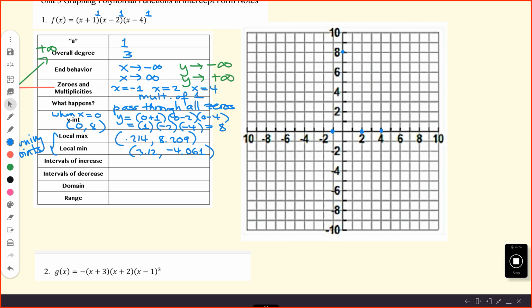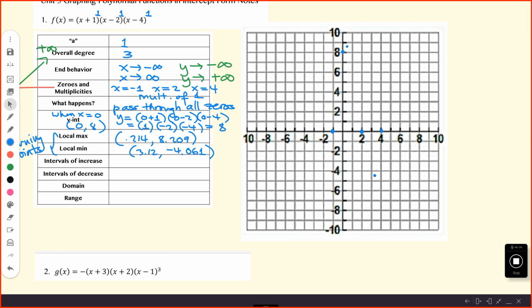And also we know that the local max is 0.214, 8.209. So let's just estimate somewhere here. And then the local min, which is the turning point at the bottom, you got 3.12 and negative 4.061. 3.12, negative 4.061. So just estimate that right here.